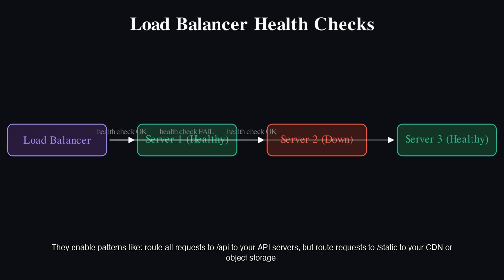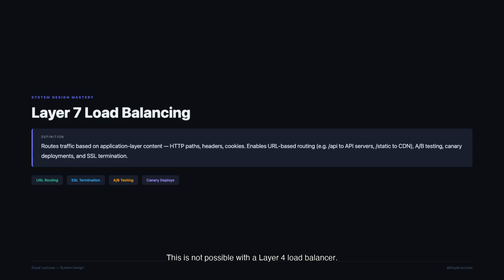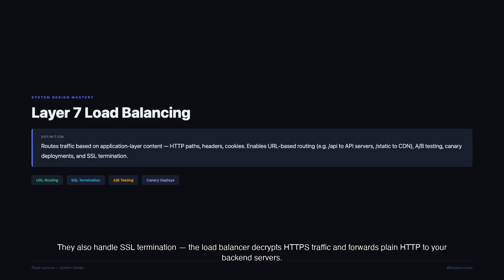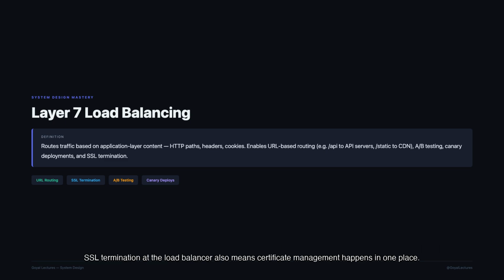They also handle SSL termination. The load balancer decrypts HTTPS traffic and forwards plain HTTP to your backend servers. This means your backend doesn't need to deal with encryption, which simplifies configuration and improves performance. SSL termination at the load balancer also means certificate management happens in one place. Instead of managing TLS certificates on 50 backend servers, you manage one certificate on the load balancer. When it expires or needs rotating, you do it once.